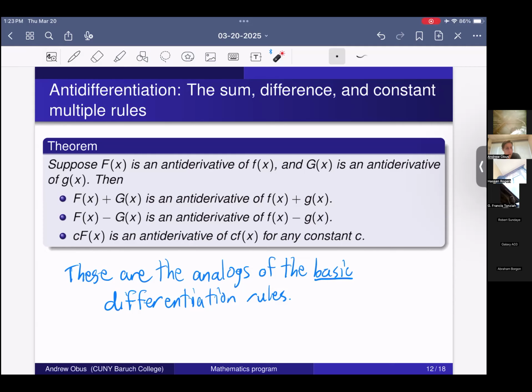Okay, so these are the basic differentiation rules and the basic anti-differentiation rules. And they're logical, right? Nothing here is surprising. Okay, any questions on this?